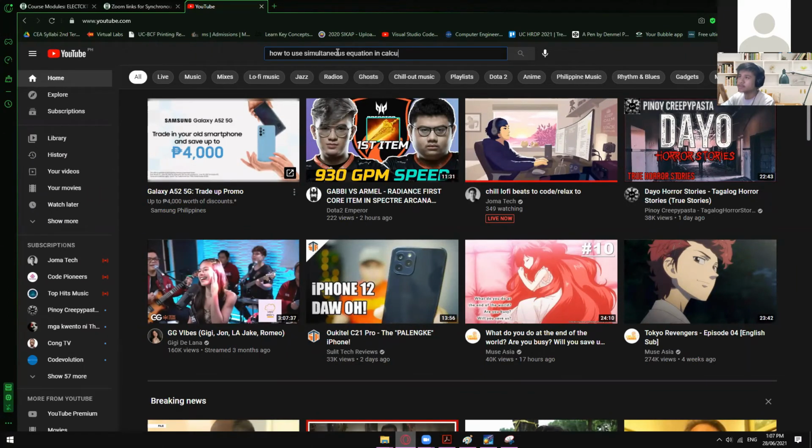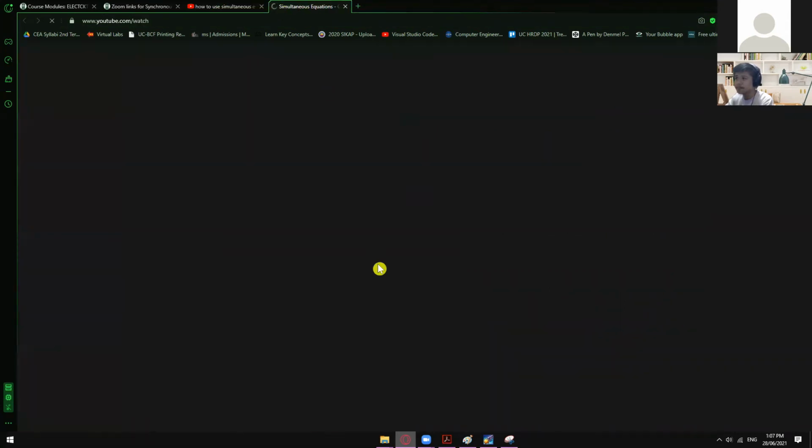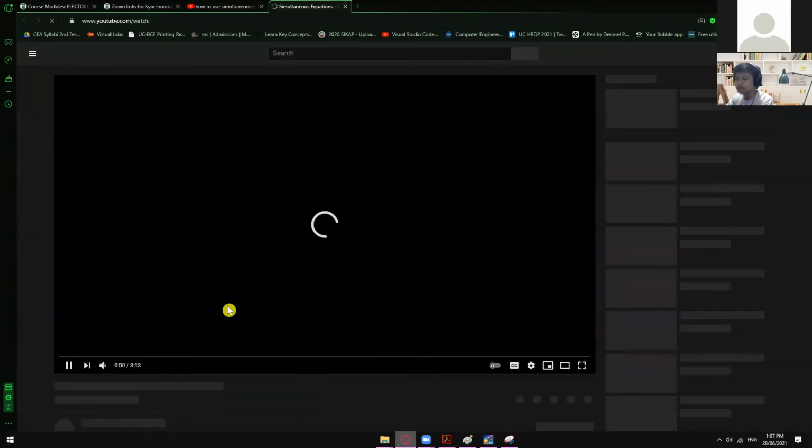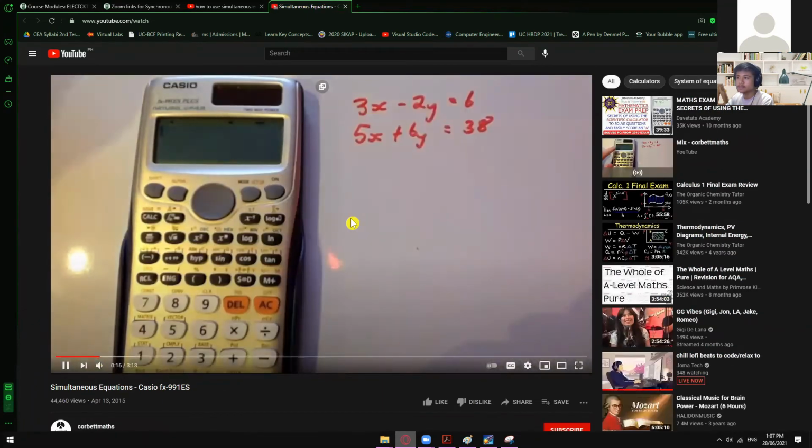Of course, we have different versions of calculator. Just find your specific version of your calculator. You can find here the 991ES or the 991EX, which is the one that I have right now. So let's go over with this one if you have this kind of calculator. For example, you have this equation right here, equation number one and equation number two, and you also have two unknowns, X and Y.